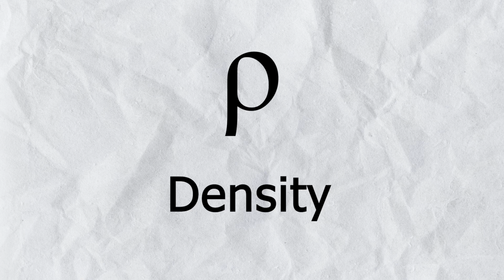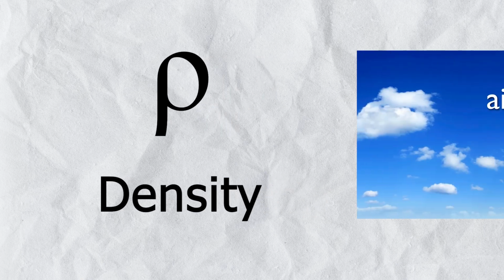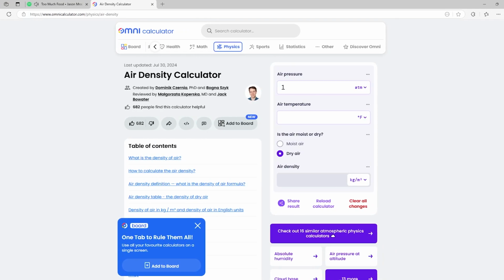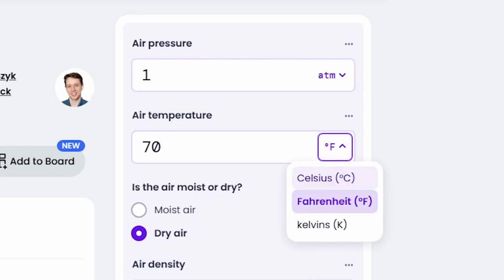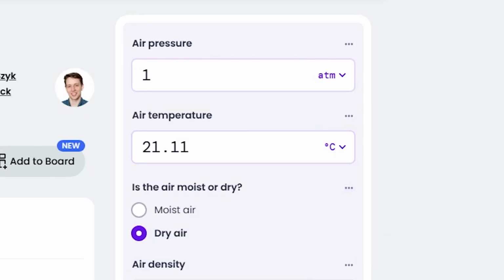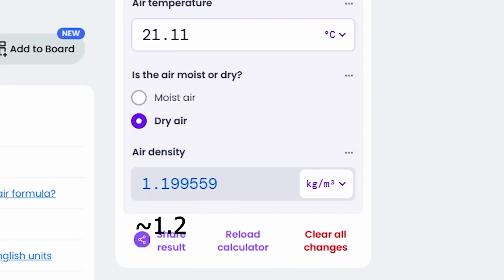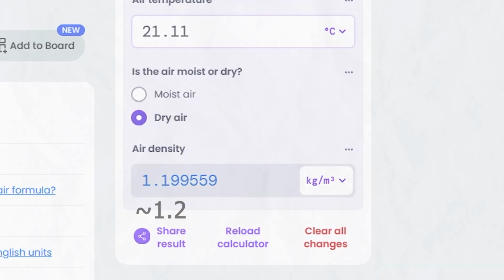Firstly, this fancy looking P is the density of the fluid, which in this case is air. Finding air density isn't very difficult, as we can just use this nifty air density calculator I found. At sea level and near room temperature at 70 degrees Fahrenheit, or about 21 degrees Celsius, air has a density of 1.2 kilograms per meter cubed.